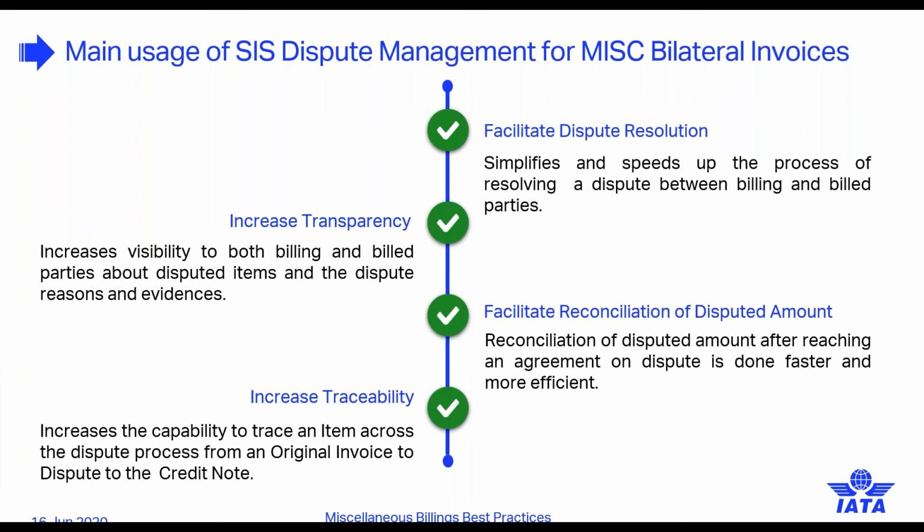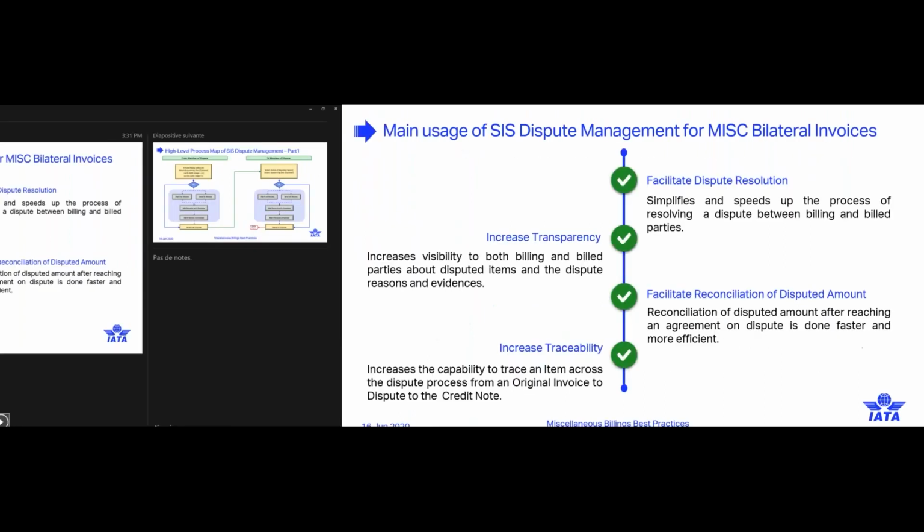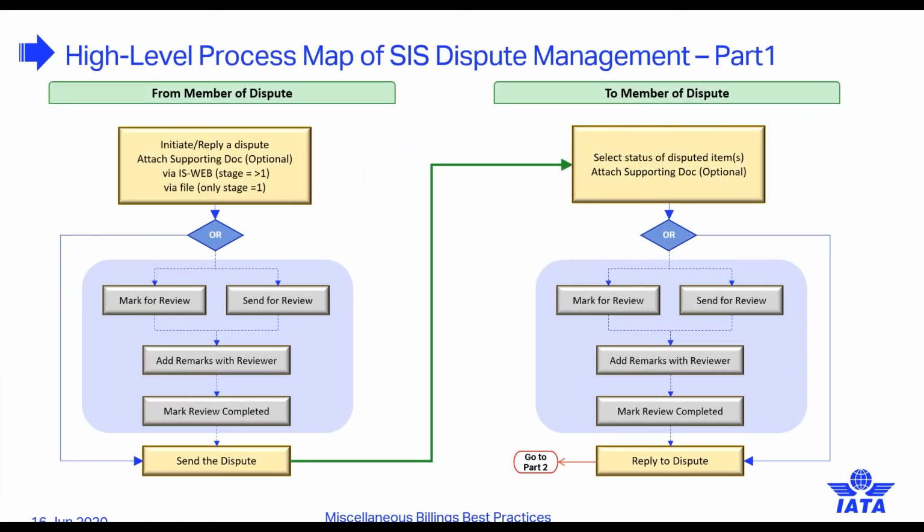Now let's take a look at the high-level process map of the dispute management. A dispute can be raised by both the billing and billed member for a discrepancy in an invoice. To keep it simple, in this scenario, the from member of the dispute is the billed member, and the to member of the dispute is the billing member.